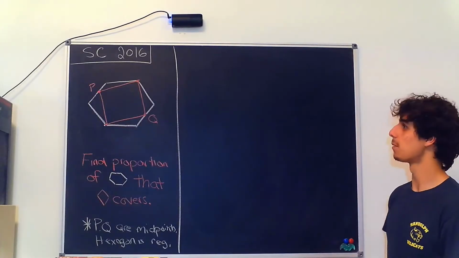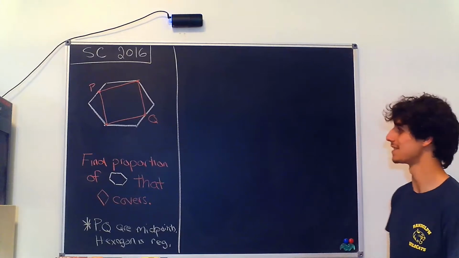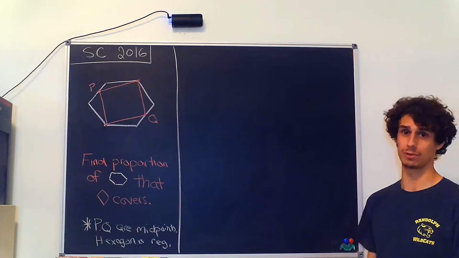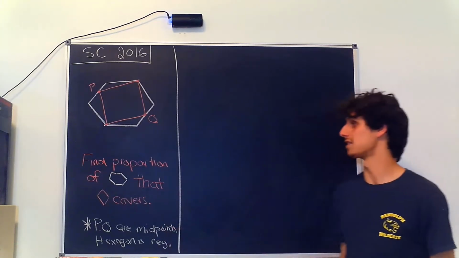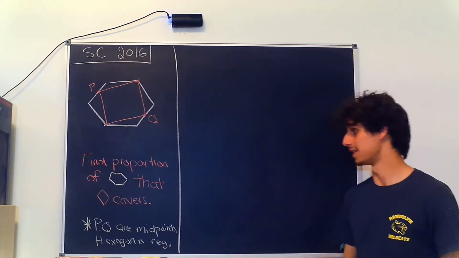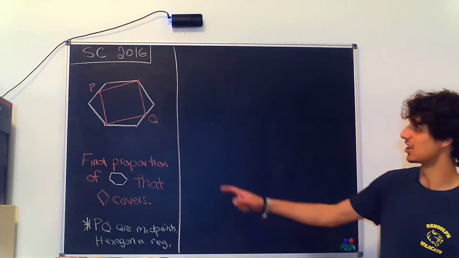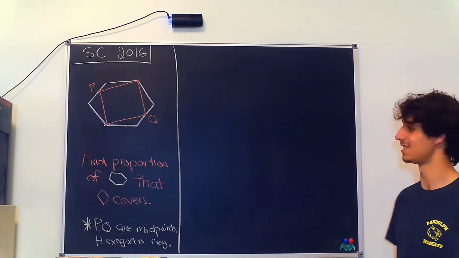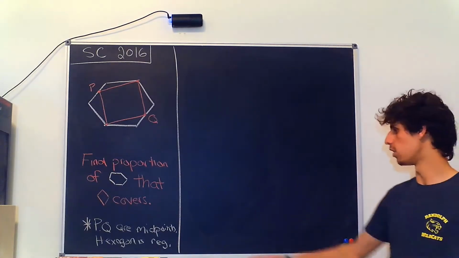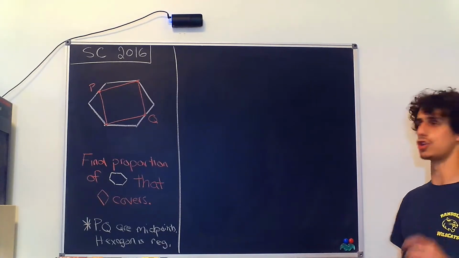So here we have a nice problem from the South Carolina high school math contest from the year 2016. And we have a nice geometry problem today that asks us to find the proportion of this regular hexagon that this red diamond covers. And there's also a note that comes with the problem that says that P and Q that touch this diamond are also midpoints of the sides of this regular hexagon, and also that the hexagon is regular, but I've already covered that. So let's go ahead and jump into the problem.